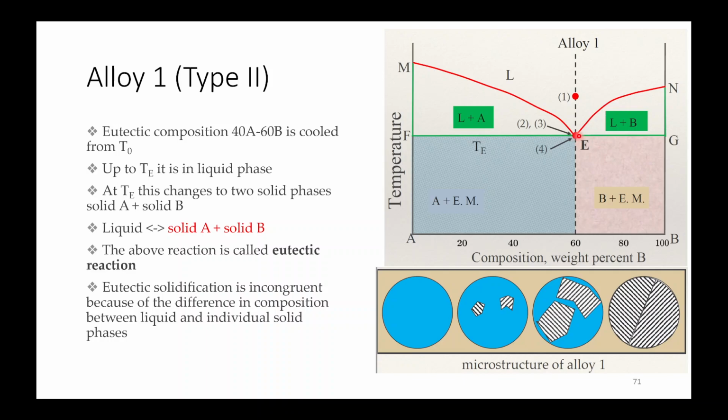It is cooled from T0. Now at this point it is liquid, then at this point it will completely solidify into solid A plus solid B. So liquid converting into solid A plus solid B will be your eutectic reaction. Eutectic solidification is incongruent because of the difference in composition between the liquid and the individual solid phase.